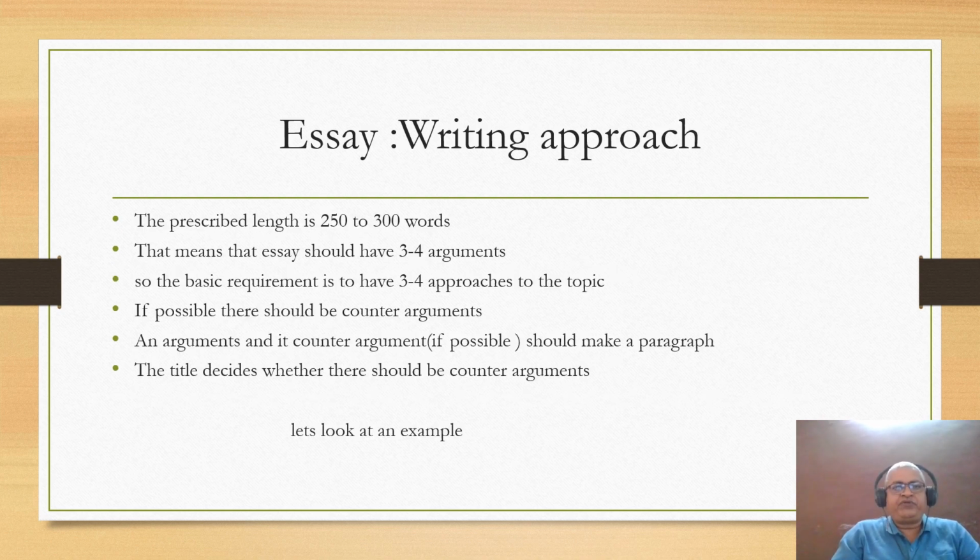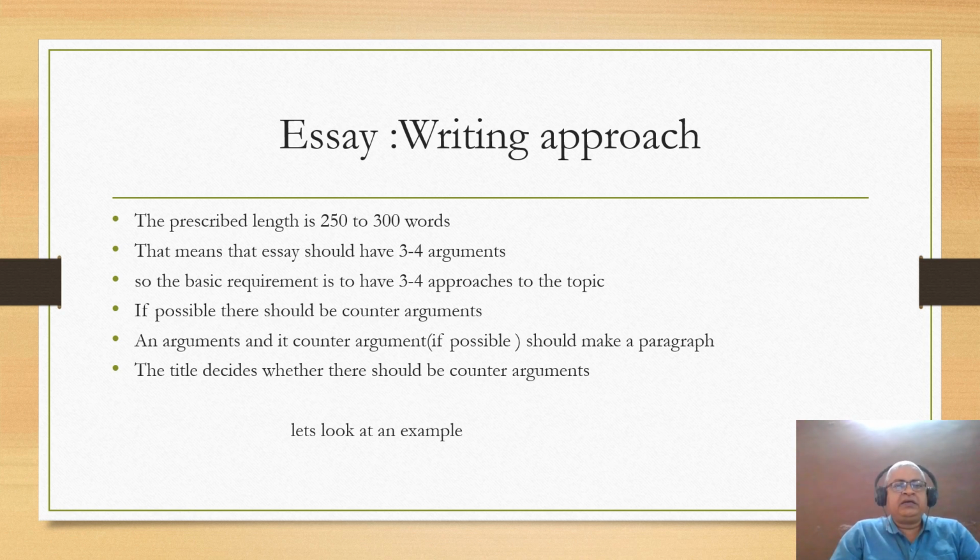Right. So the approach of writing an essay. The first thing is the length of the essay. The length that is prescribed generally is around 250 to 300 words, right? So if you divide that into passages, that would mean the essay should have 3 to 4 arguments. So what do I mean by arguments? Arguments means where you present a point of view from your side and then you argue about whether that is right or wrong, right?